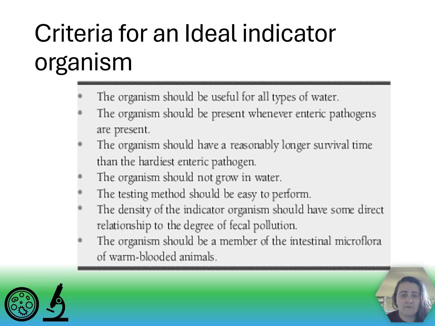Testing should be easy to perform. The density of that organism should have some direct relationship to the degree of fecal pollution, and the organism should be a member of the intestinal microflora, so what's going on inside your gut. So these are our criteria for indicator organisms.